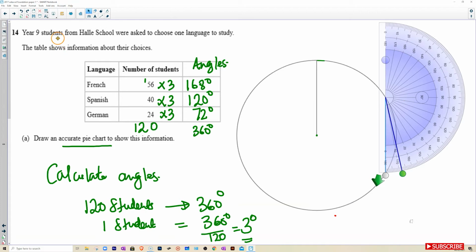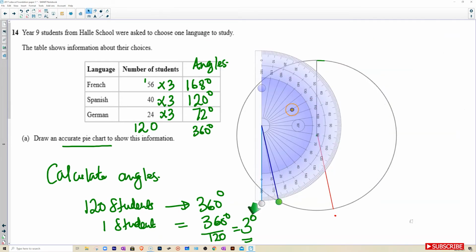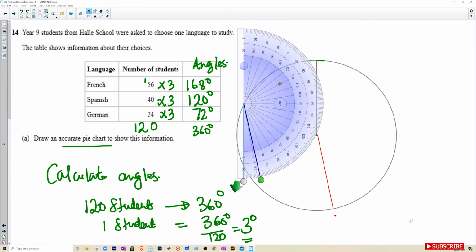So let me just grab a line. That line starts there and is going to be roughly there. Right, so you need to make sure you use the ruler in your exam to make sure they're all lined up nicely. And now I've got that angle. Actually, I should label it. So that's going to be French.